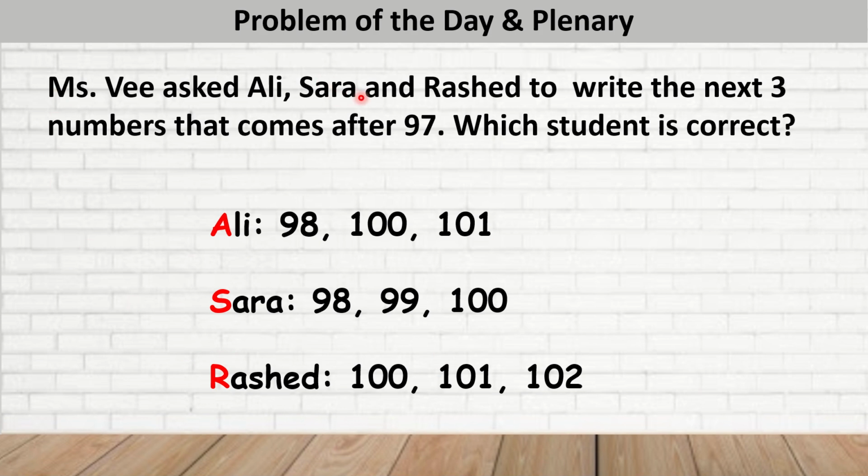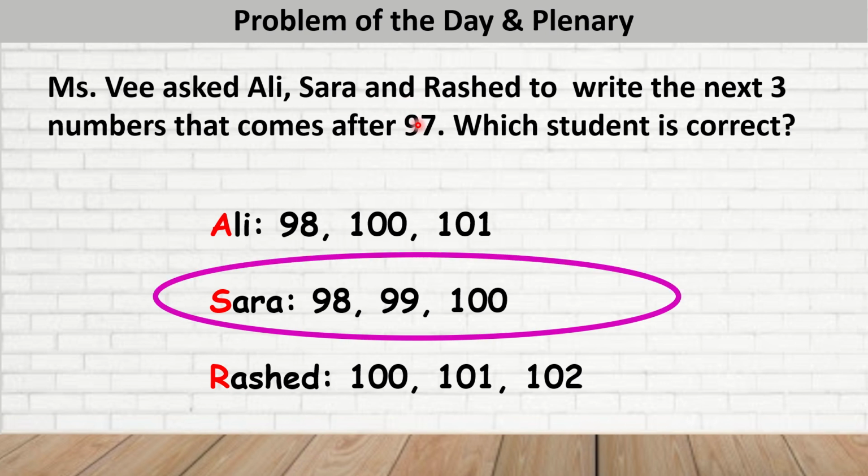It says, Miss V asked Ali, Sarah, and Rashid to write the next 3 numbers that come after 97. Which student is correct? Ali said, it's 97, 98, 100, 101. Sarah said, no, that's not correct. It's supposed to be 98, 99, 100. Rashid said, no, I don't think that's correct either. I think it's 100, 101, 102. Which person do you think is correct? What number comes after 97? If you said Sarah, you are correct because 97, 98, 99, 100.